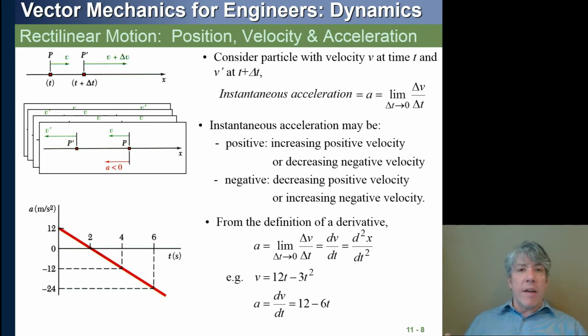So if we already have the equation for velocity as a function of time as 12t minus 3t squared, take the derivative once more with respect to time. So 12t would become 12, negative 3t squared would become negative 6t, and there's our acceleration expression. So we could now plot the acceleration versus time of this particle.